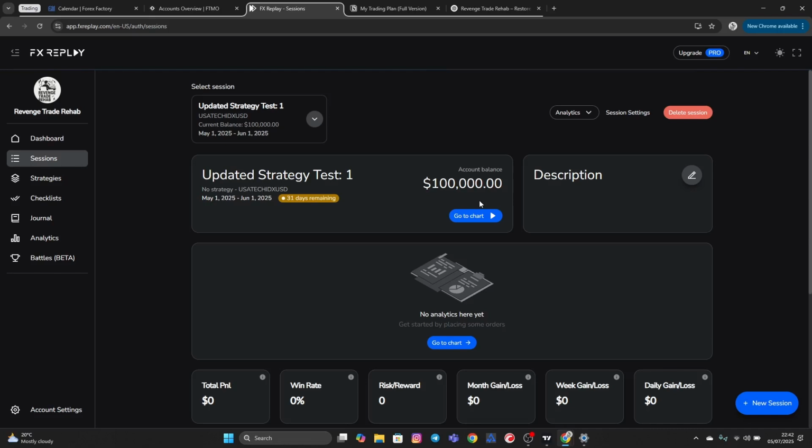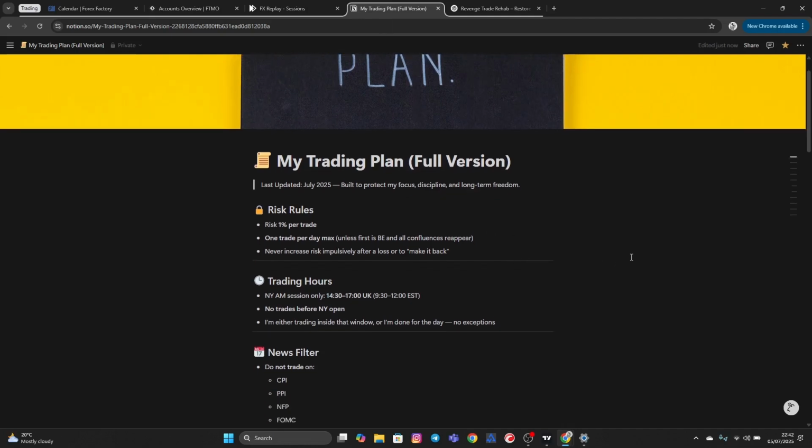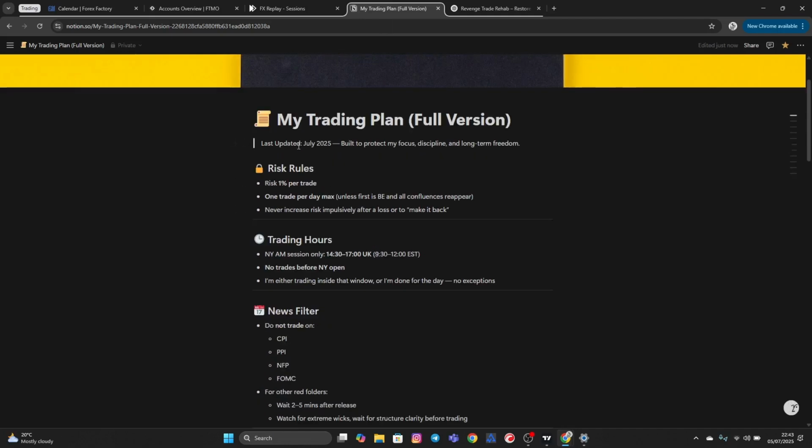And then on Friday, I was testing it on TradingView, like with the last week, seeing how it went, and it went alright. So I was like, I might as well make a video on backtesting on FX Replay. But before that, let me show you my trading plan. Last updated July 25th, 2025.